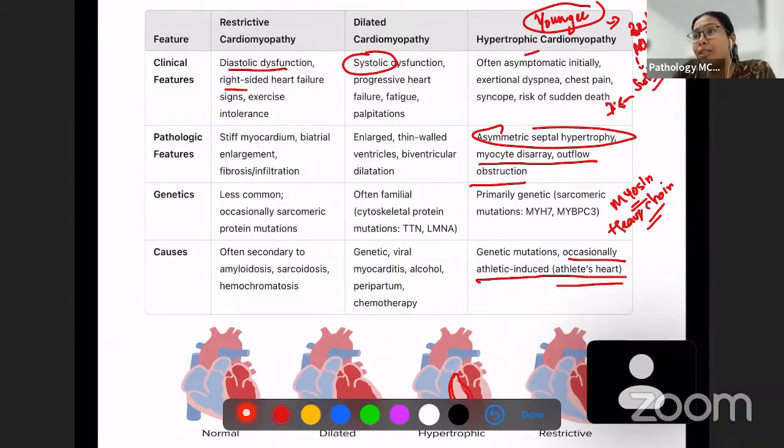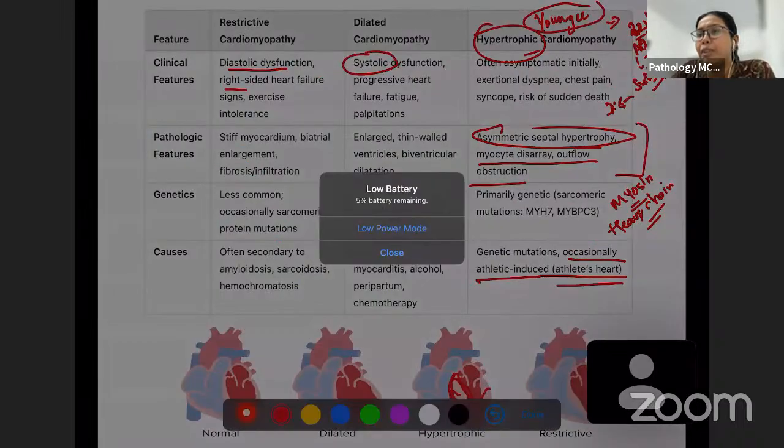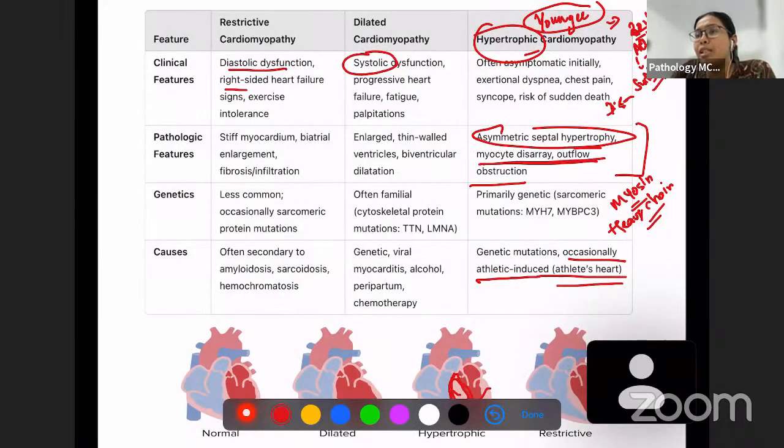So if you get a 20-year-old athlete with sudden death with some physical exertion, then always think of hypertrophic cardiomyopathy. And what are the pathologic features? Asymmetric septal hypertrophy, as you can see here. Okay, and then you can see myocyte disarray and outflow obstruction also.